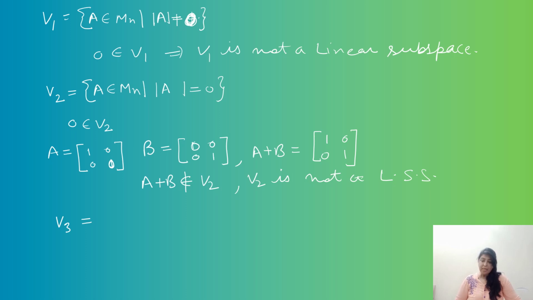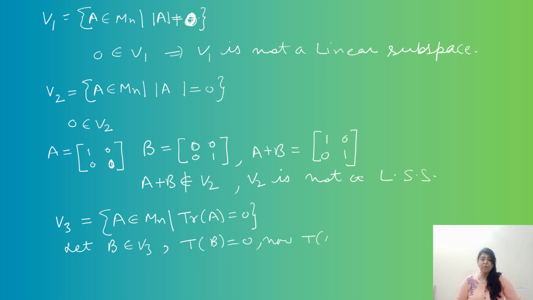Now let us take V3. V3 is given as A belongs to Mn such that trace of A is equal to 0. So let B belong to Mn, B belongs to V3. This implies trace of B will be 0. Now trace of A is 0, trace of B is 0. So what will I do?